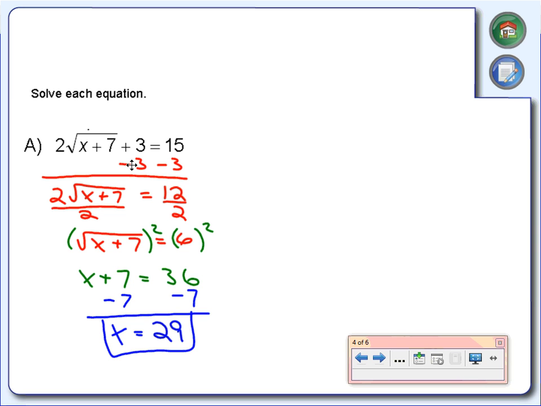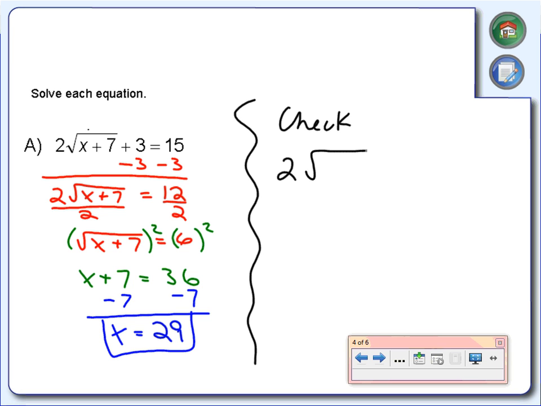Now your assignment today is not a very long assignment, so I do want you to go ahead and check your solutions to make sure you didn't make any mistakes. So we're going to check that right over here. Okay? And you may have to do it on the back or on a separate sheet of paper if you don't have enough room. So all I'm going to do is check. All I'm going to do is replace x with a 29.